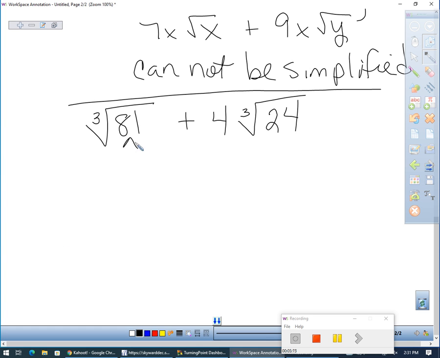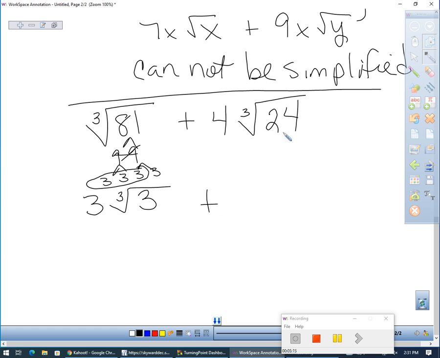In this first one, we're going to break it down into 9 times 9, 3 and 3, and 3 and 3. So that means I have a group of 3s, because I need 3 of them. So I have 3 on the outside. I still have a 3 left on the inside.